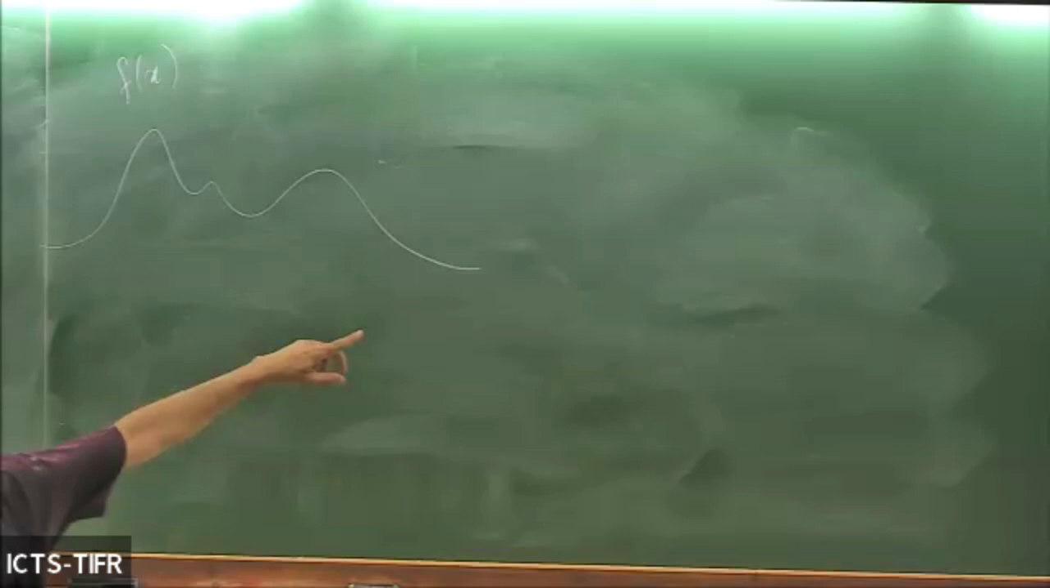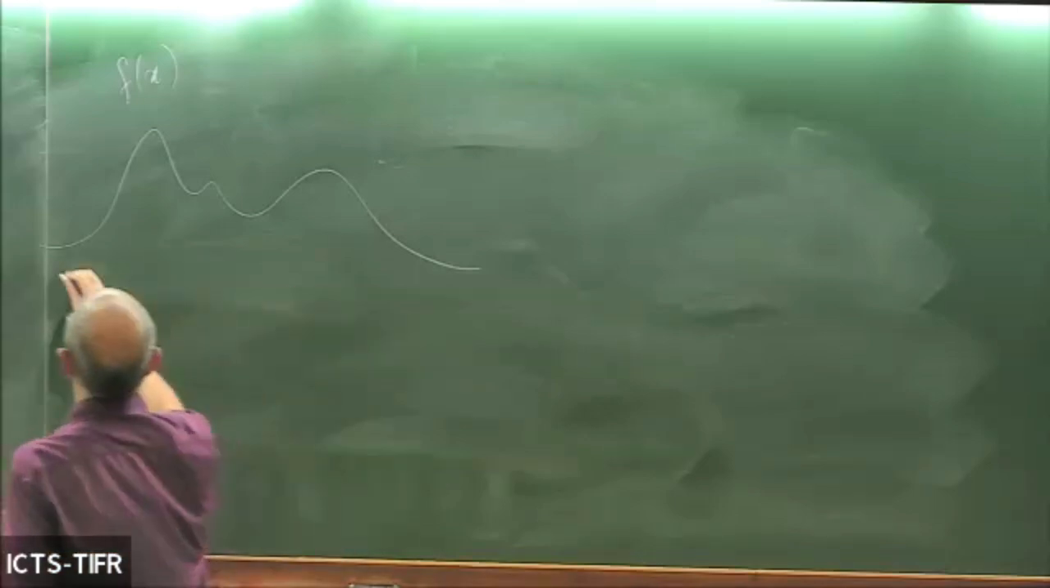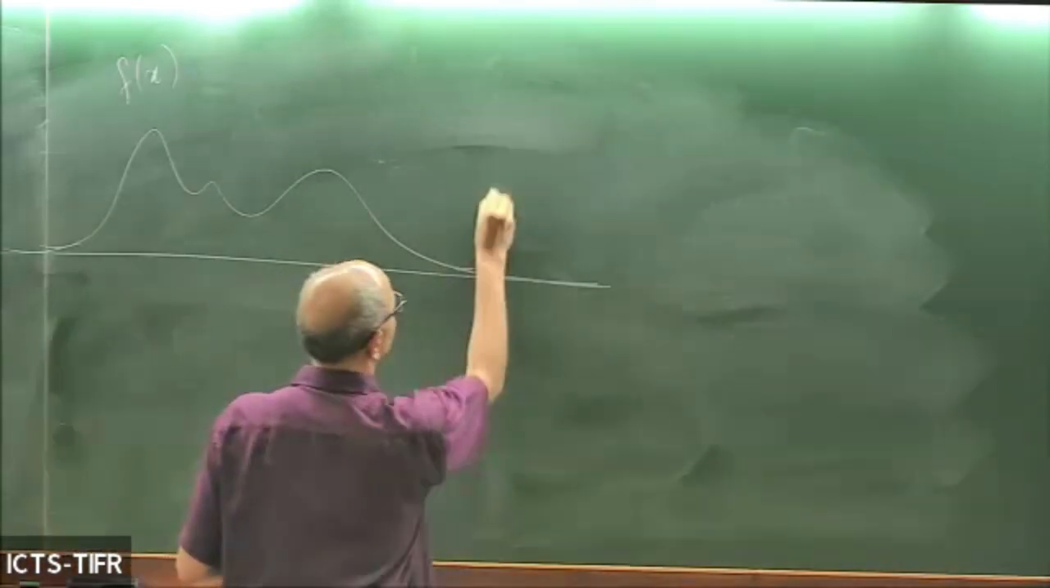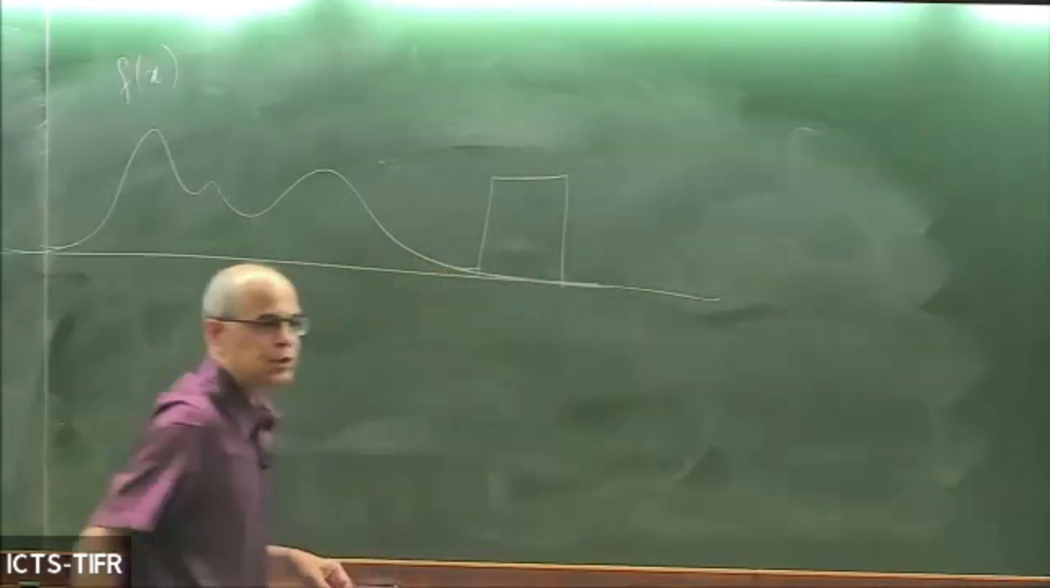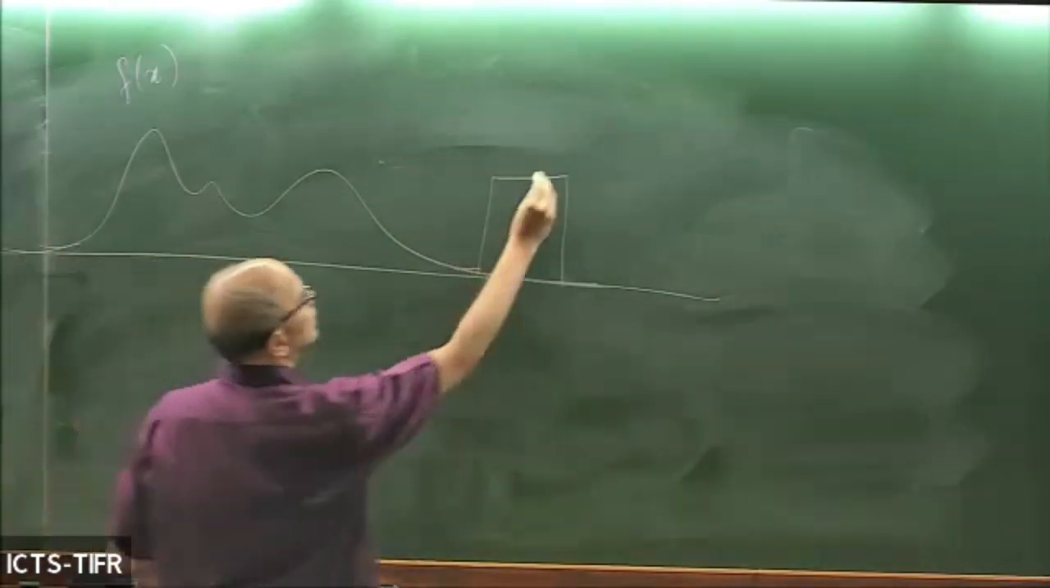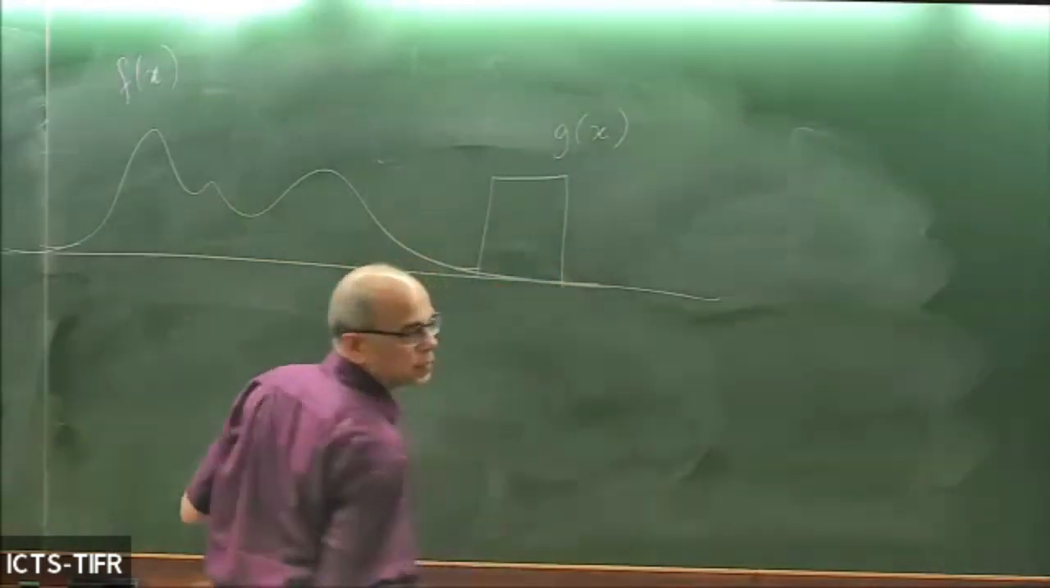So this was the density f of x, right? And I want to evaluate the integral, that is, the expected value of g of x. It's going to 0 beyond this point, and g of x happens to be a function that is non-zero in this region, but it's 0 everywhere else. So this is g of x.